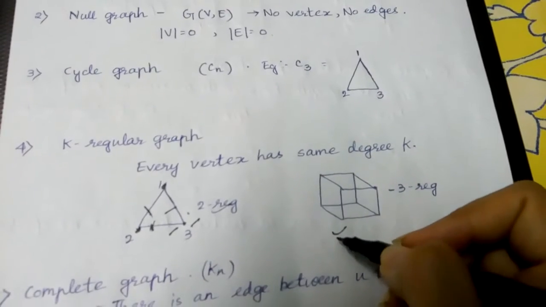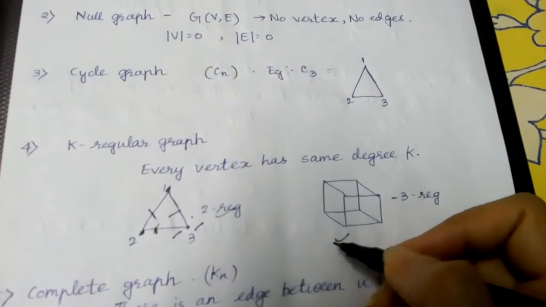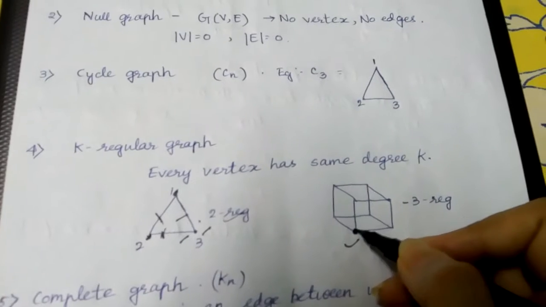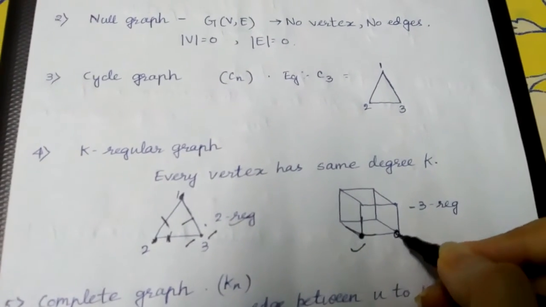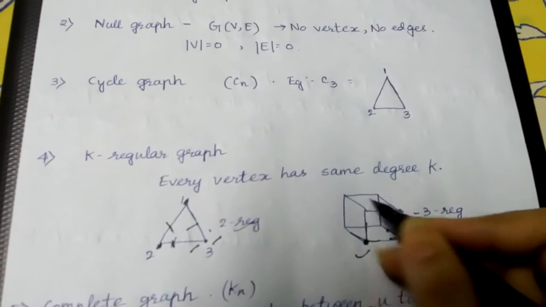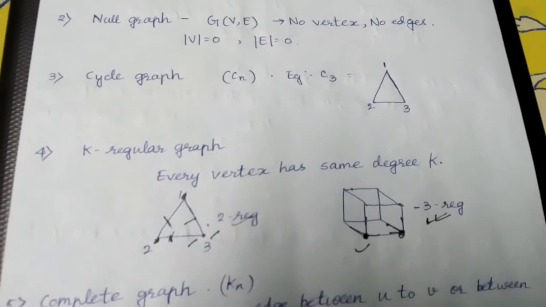For this, it is a 3 regular graph. Why? Because each particular vertex has 3 degrees. So if we consider this vertex, this. If we consider this vertex, this and this. So similarly for all of these. So it is a 3 regular graph.